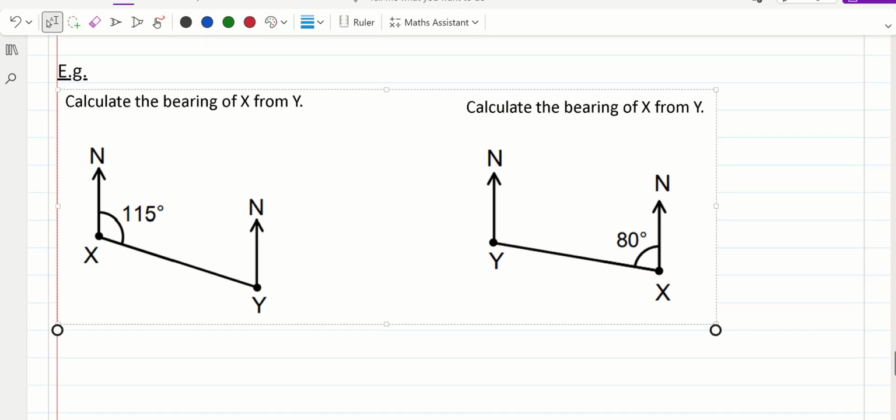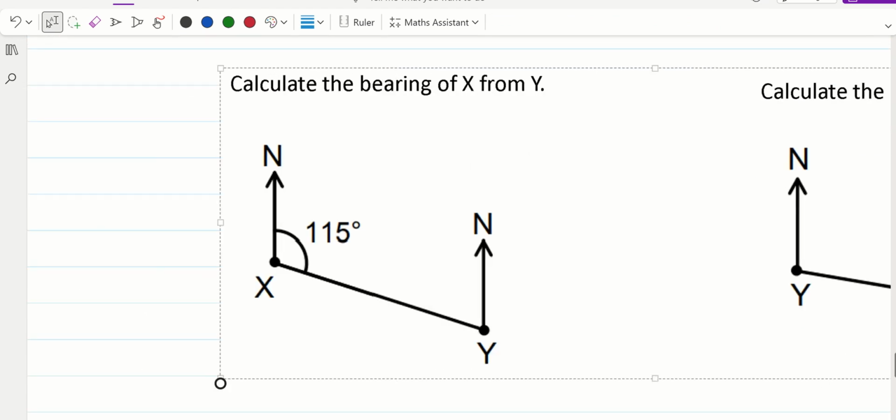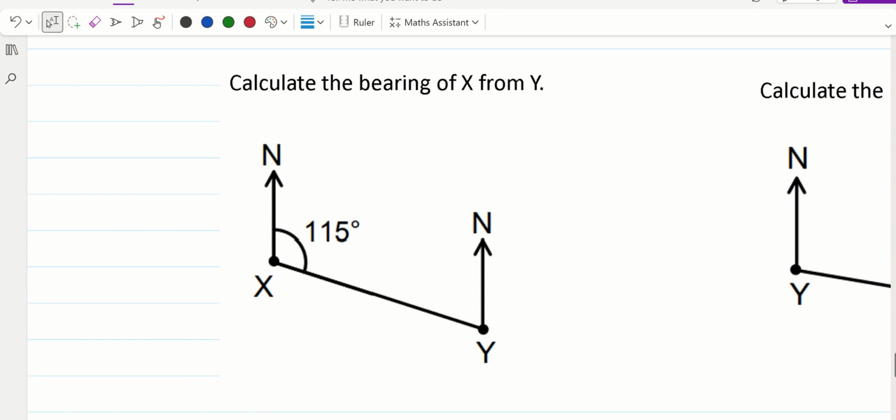Okay, then I've got 2 examples here. I'm going to zoom in on the first one. Calculate the bearing of X from Y. From Y. So this is my Y. I have to draw the north line, and the angle I want is the angle that is clockwise from Y and from the north line.